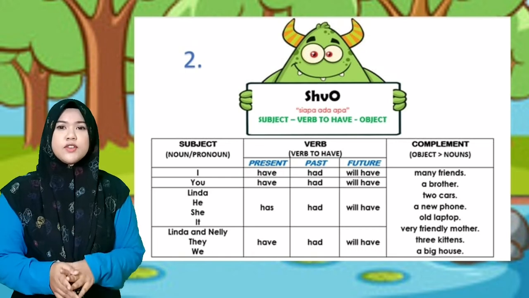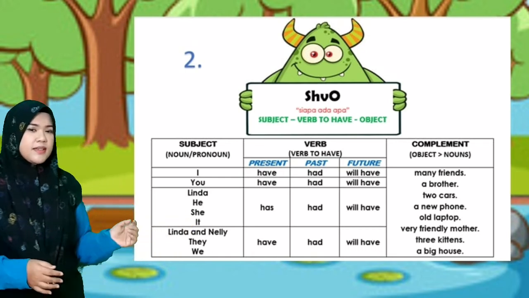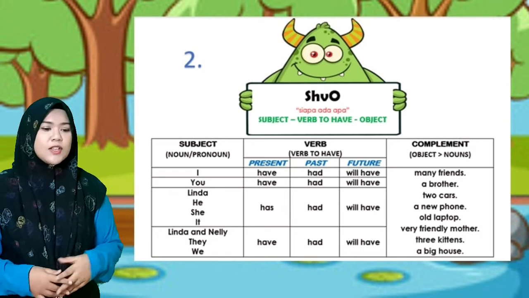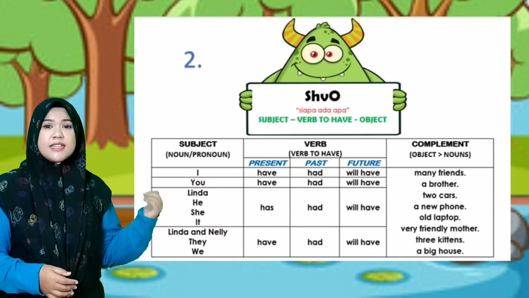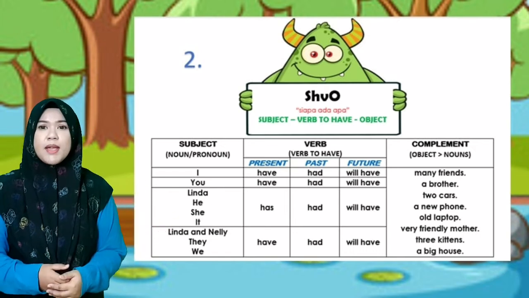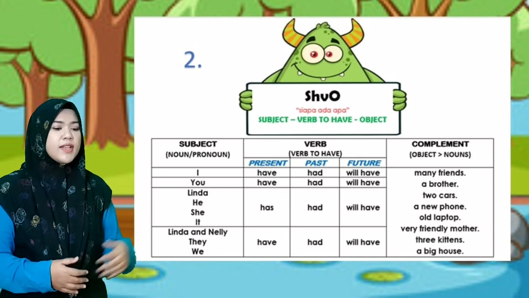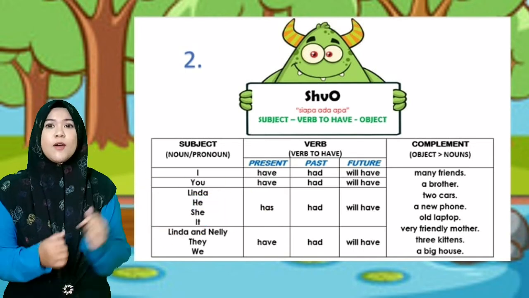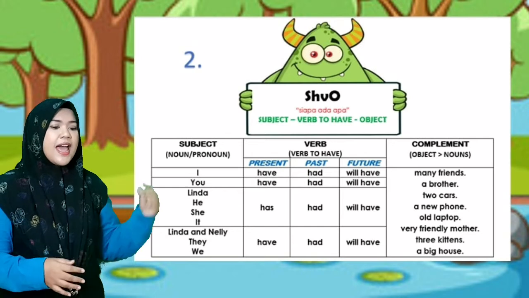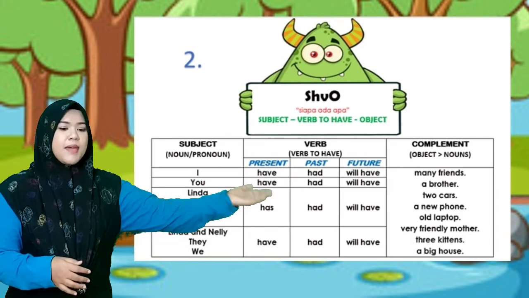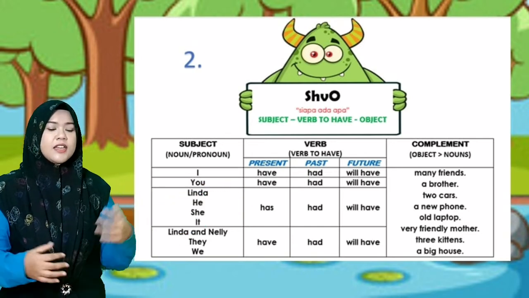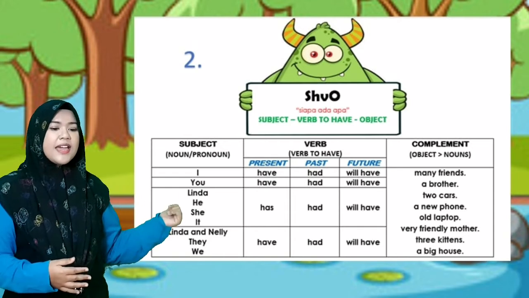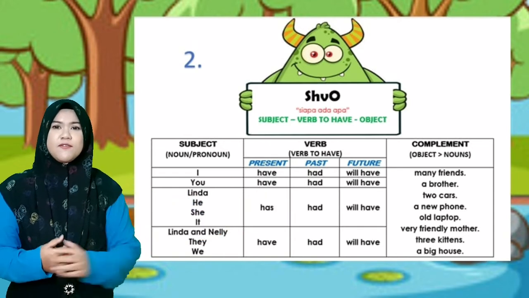Okay, I'm going to show you the first example. Kita tengok example yang pertama dulu. So teacher pakai pronoun I. So I kalau present tense, kita nak kata saya ada ramai kawan. So I have many friends kalau present tense. Kalau past tense, I had many friends. If you want to make future tense, nak buat ayat future, I will have many friends.